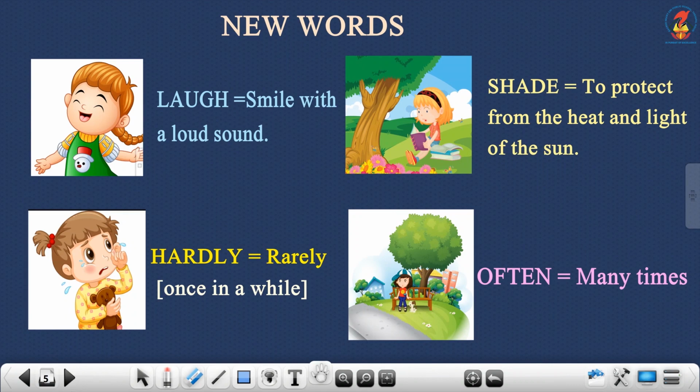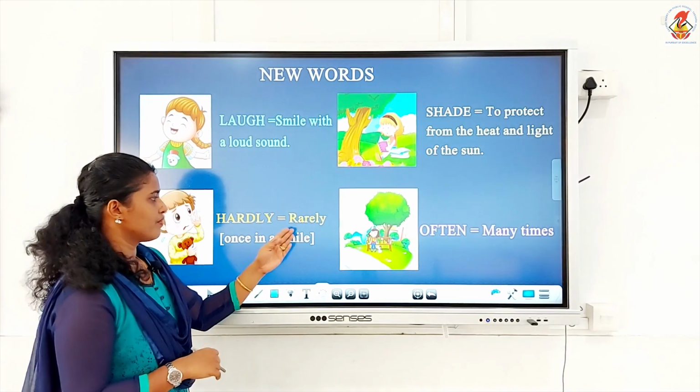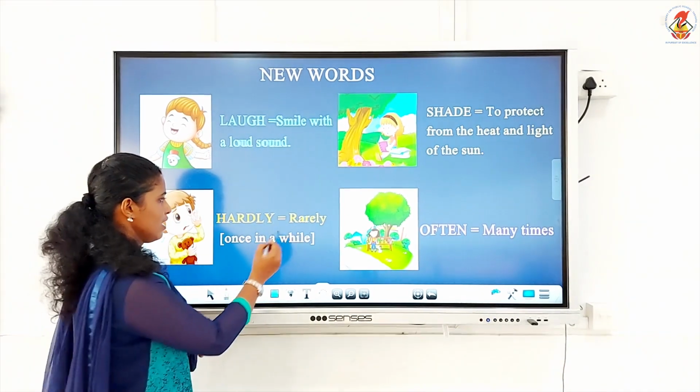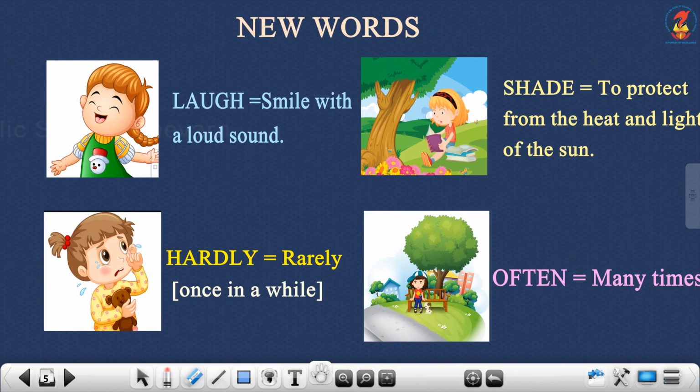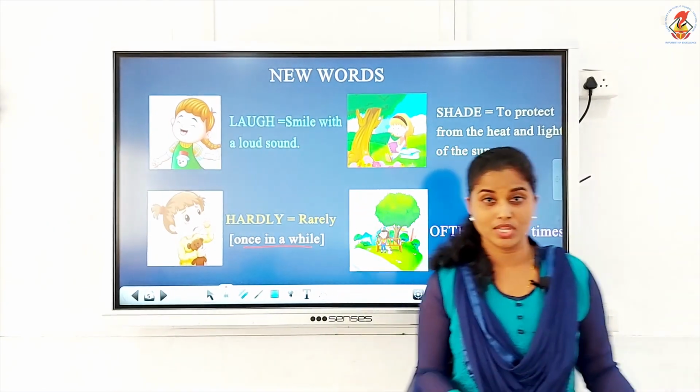Okay. The first picture shows that the girl is laughing, isn't it? What do you mean by laughing? Laugh means smile with a loud sound. Next, hardly. We learned in the poem, I hardly ever cry. Hardly means rarely. That is once in a while. Okay, she won't be crying for silly things. She always keeps happy. That is what she wants to be.